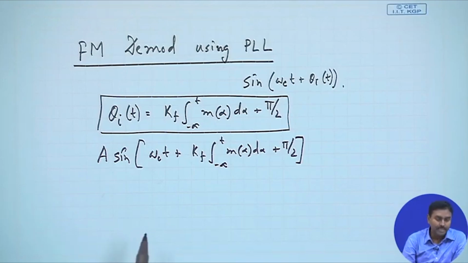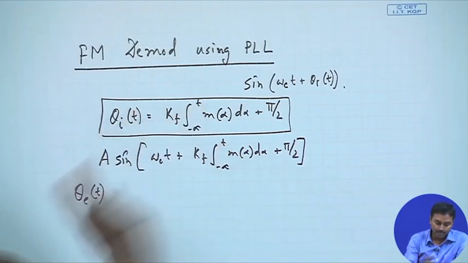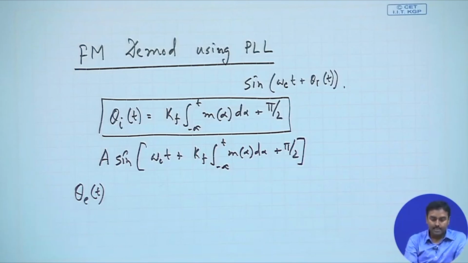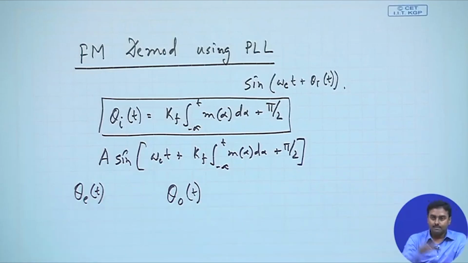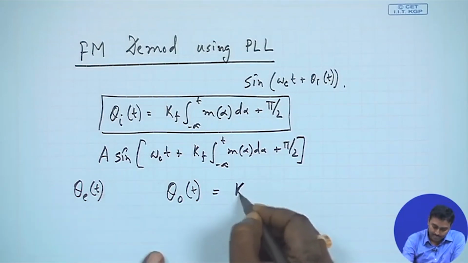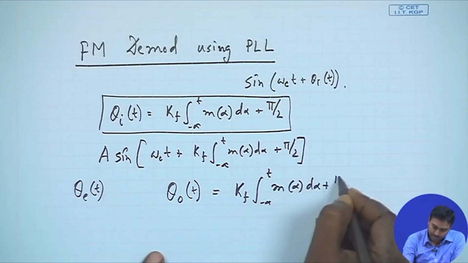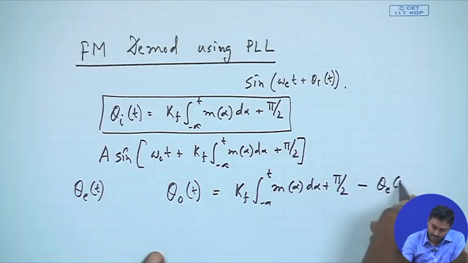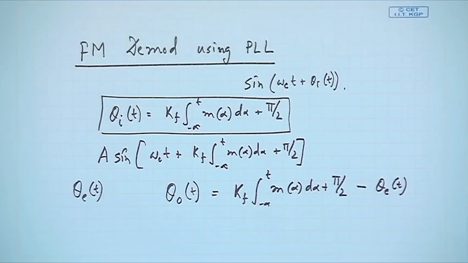Let us say the output phase error that is generated due to the locking is θe. Of course, this should be small enough, we will see that. So, basically, therefore, what is θo(t), which is being generated after the VCO, means the PLL output, that should be this input phase minus this θe, right. So, input phase is kf ∫ from minus infinity to t of m(α)dα plus π/2, minus this θe(t), right. So, that is what it will lock to, and it will get this output phase.